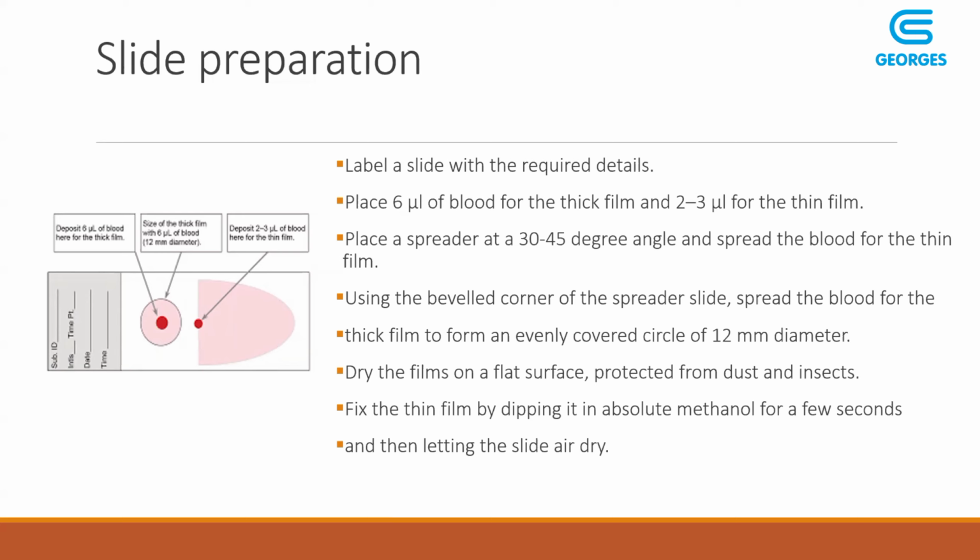The films are dried on a flat surface, ensuring that they are protected from dust and insects. Then the thin film is fixed using absolute methanol for a few seconds. Then you let the slide air dry, sitting vertically with the thin film facing downwards. This will prevent the methanol from fixing the thick film. Remember, the thick film should not be fixed. It's only the thin film that needs to be fixed with methanol.